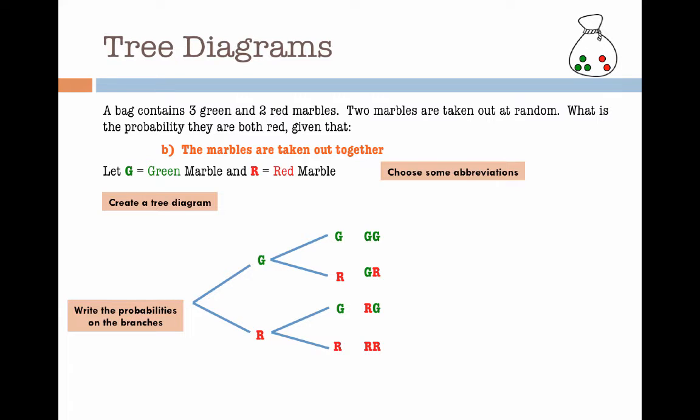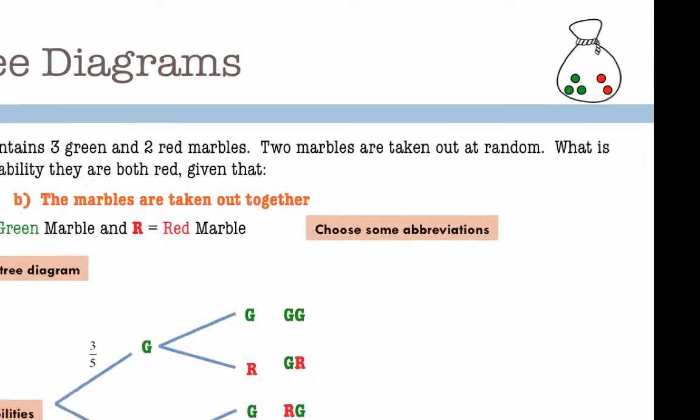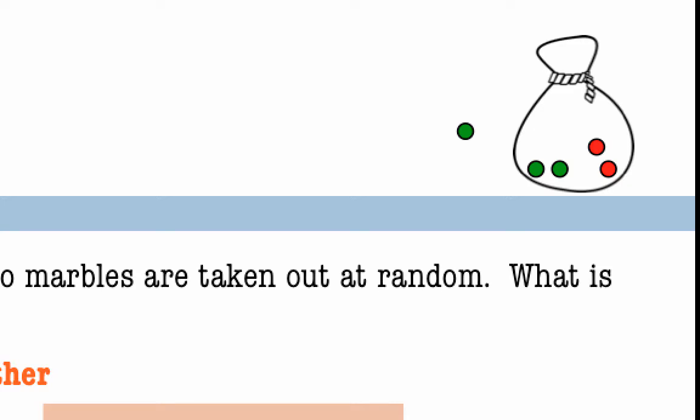When I write my probabilities, however, things are going to change slightly. The first time I choose a marble, I still have a probability of 3 out of 5 of getting a green and 2 out of 5 of getting a red. When I choose my second marble, however, I'm not replacing that first. So let's take a look in the top right hand corner at the bag. Let's say I take out a green first. I want to now know the probability of getting a green on my second try. The probabilities have now changed.